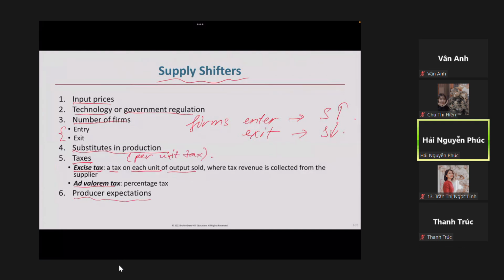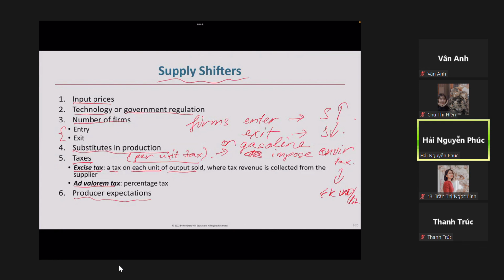Let me give you an example. We know that in Vietnam, goods like gasoline are imposed with the so-called environmental tax, which is roughly about 4,000 Vietnam dong per liter. This is an example of per unit tax.